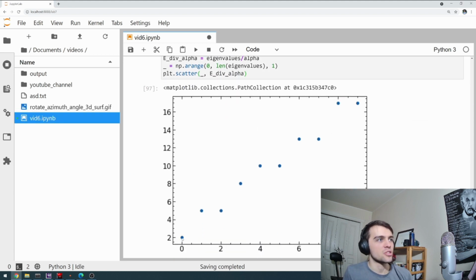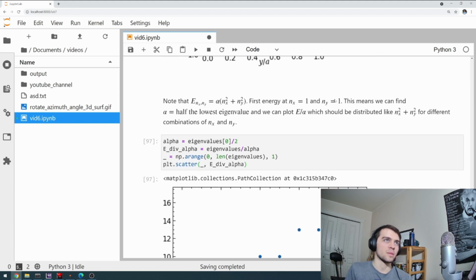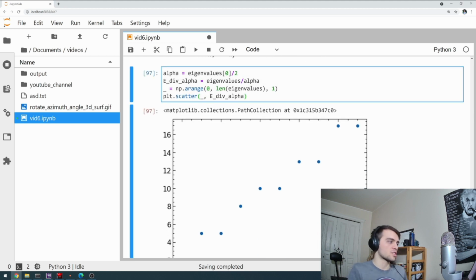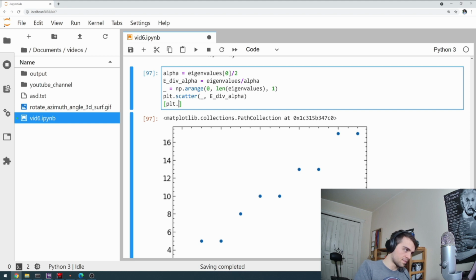And you can see that, sure enough, this is our lowest energy, which is at 2. That's 1 squared plus 1 squared. This is at 5, so 1 squared plus 2 squared, and there's 2 of them, because we can have nx equals 1 and ny equals 2, or the opposite, vice versa. And you see that there are these degeneracies, and we can actually plot lines to show where they should theoretically be.